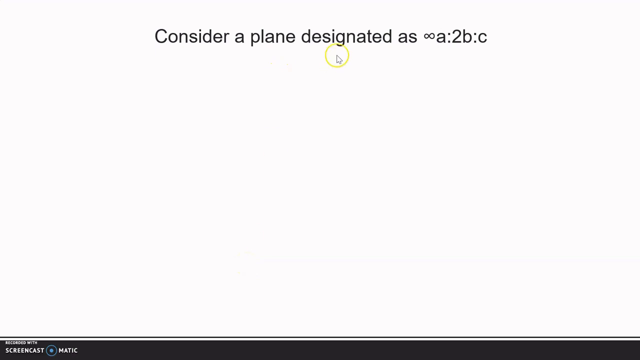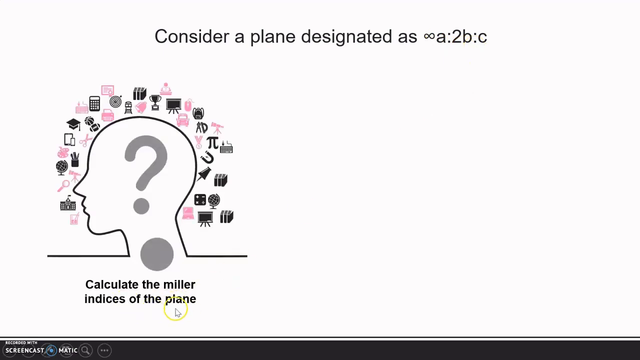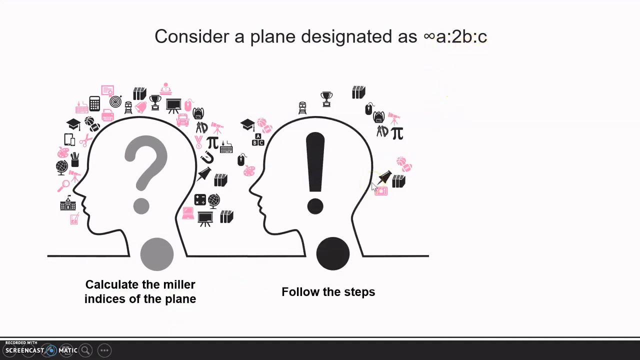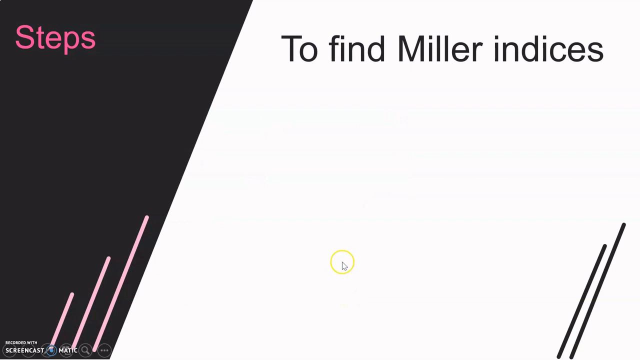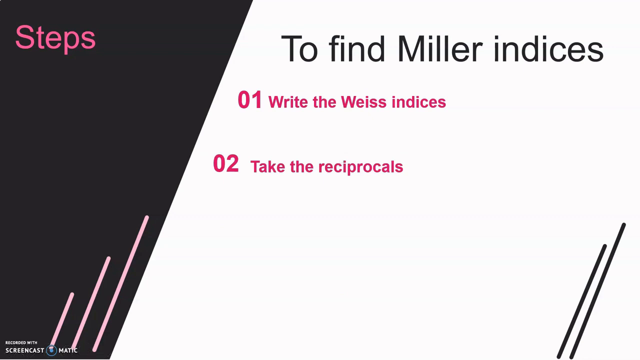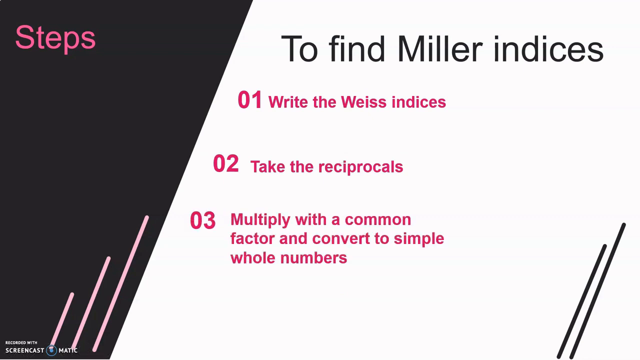Now let's consider a plane designated as ∞A : 2B : C. Let's calculate the Miller indices of this plane. Hope you remember the steps to be followed to find out the Miller indices. Let's see the steps now. First, write down the Weiss indices. Then take the reciprocals. Multiply with a common factor. You will get whole numbers. Put these whole numbers in a parenthesis without any commas. You will get the Miller indices.